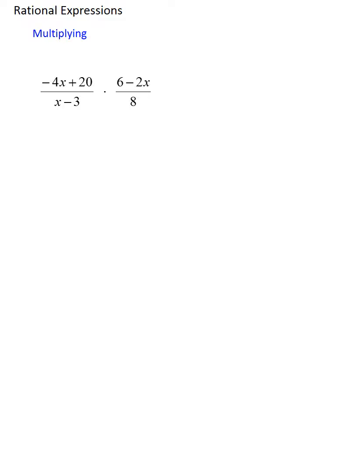Here's another example. This one's a bit trickier, but I'm going to follow the same general guidelines. The first thing I'm going to do is factor everything. You may remember that we saw this problem in a previous video where I claimed that the answer was x minus 5. And now you'll see the work that shows that.